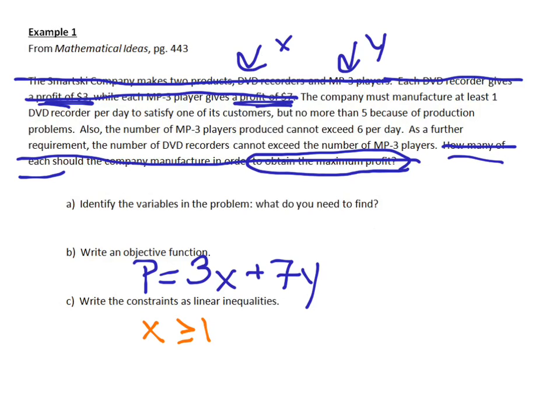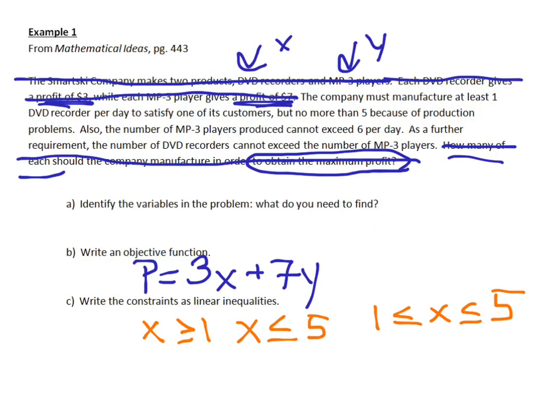Right. And then also no more than 5. So X, the DVD recorders, needs to be less than or equal to 5. Now I can write this as 2 separate inequalities, but I can also write this as a compound one. So basically what I'm saying here, if x is greater than or equal to 1 or less than or equal to 5, I'm basically just saying that x needs to be sandwiched between those 2. So x is between 1 and 5. So you can write it in either of those 2 ways.